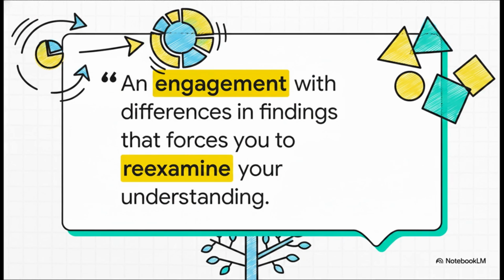I see students panic all the time when they encounter divergence. But as your virtual supervisor, I'm telling you, take a deep breath, don't panic. Researchers Green and Maxwell reframe this brilliantly. They call it a dialectic stance. It's an engagement with differences in findings that forces you to completely re-examine your understanding. Disagreement in your data is actually incredibly useful. It absolutely doesn't mean your study failed. It just reveals the complexity, the nuances, and the boundary conditions of the real world. It adds so much depth to your findings.